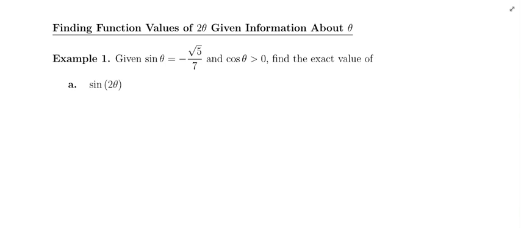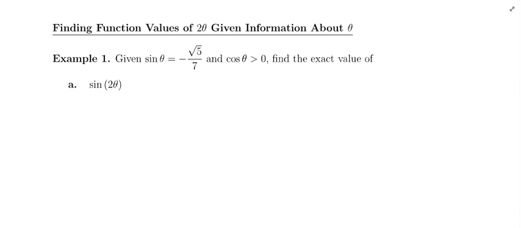For example, you might be given its sine value or its cosine value or the quadrant that it's in. You're going to be given some type of information about the angle theta. And then from that, you are going to have to find various trigonometric functions of 2 theta. You might have to find the sine of 2 theta or the cosine of 2 theta or the tangent of 2 theta, and so on. So you're using information about the original angle theta to produce values of 2 theta.